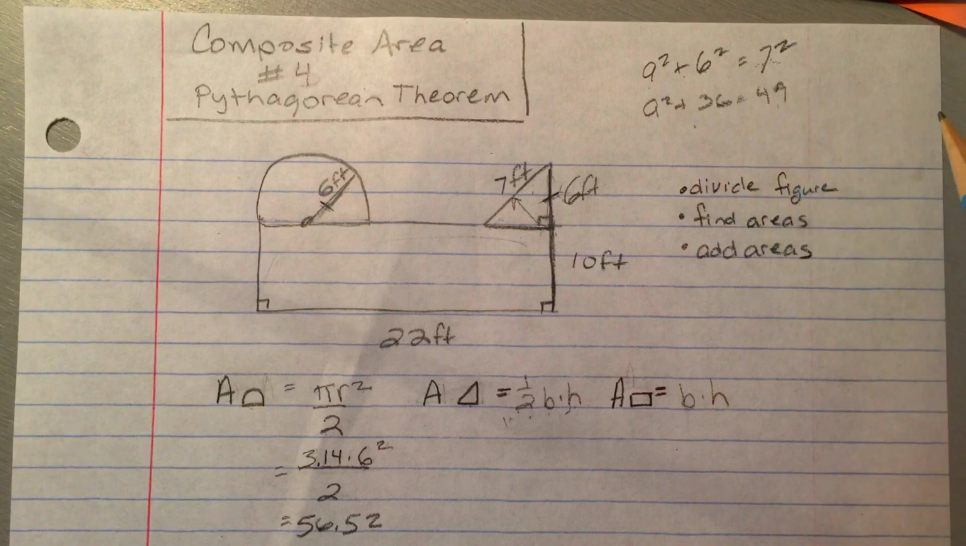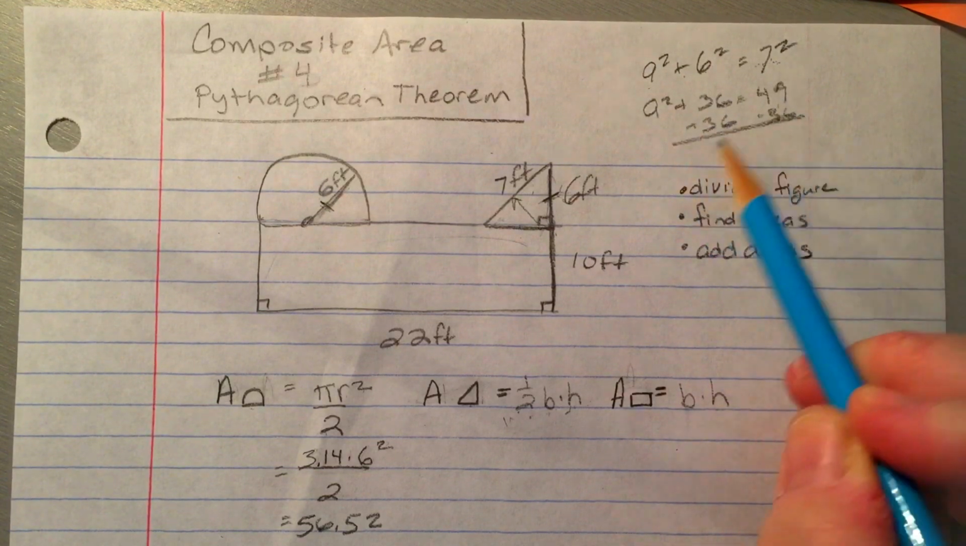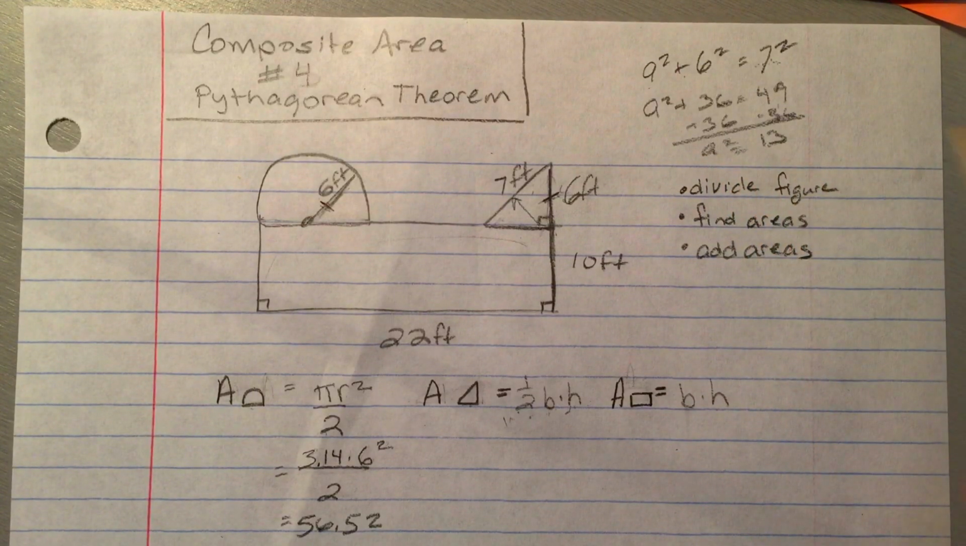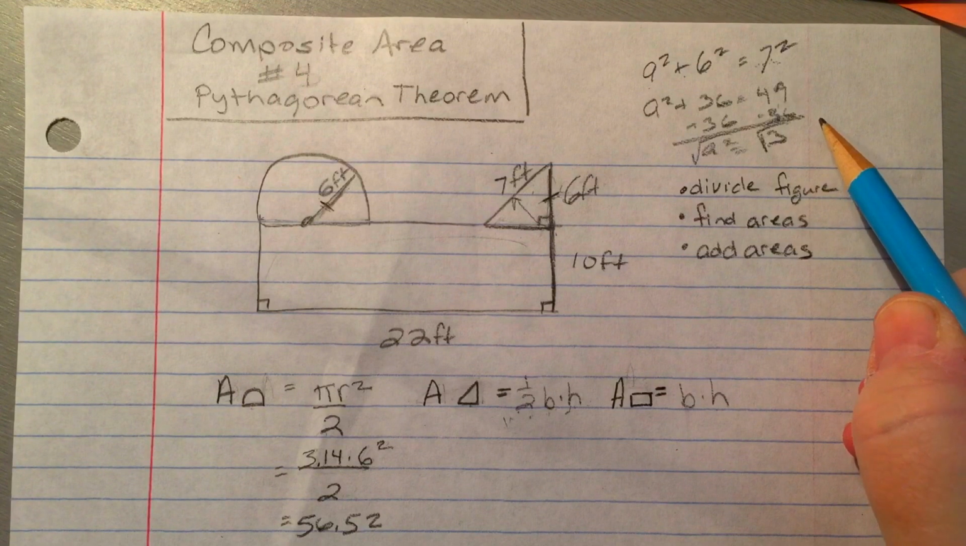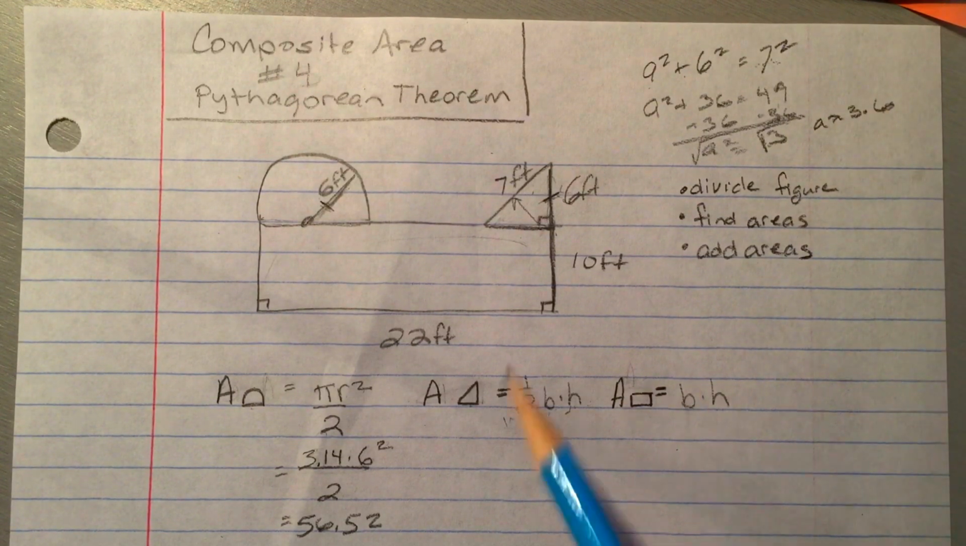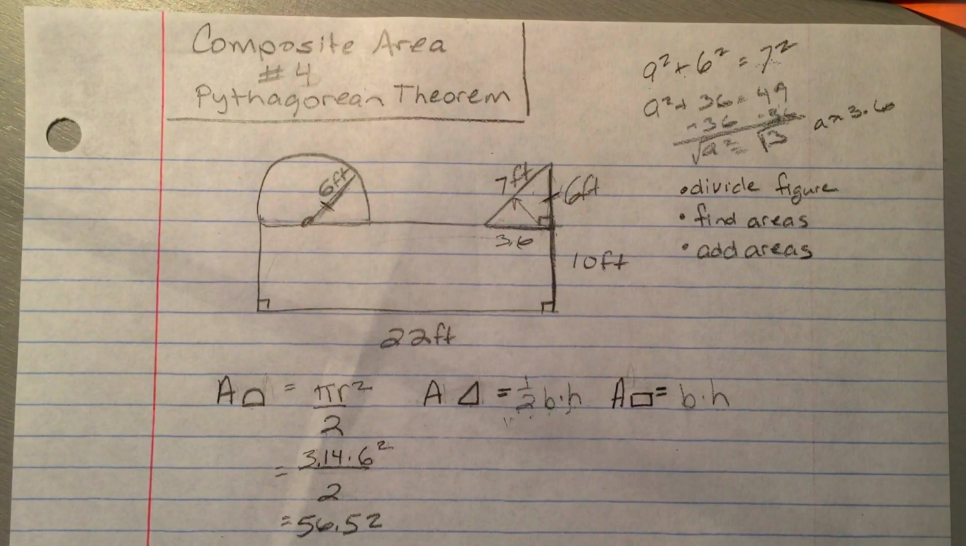Subtracting 36 from both sides, we get a squared equals 13. Now we just need to find the square root of both sides. And it turns out that the square root of 13 is approximately 3.6. So a is approximately 3.6. Now we have all the measurements that we need.